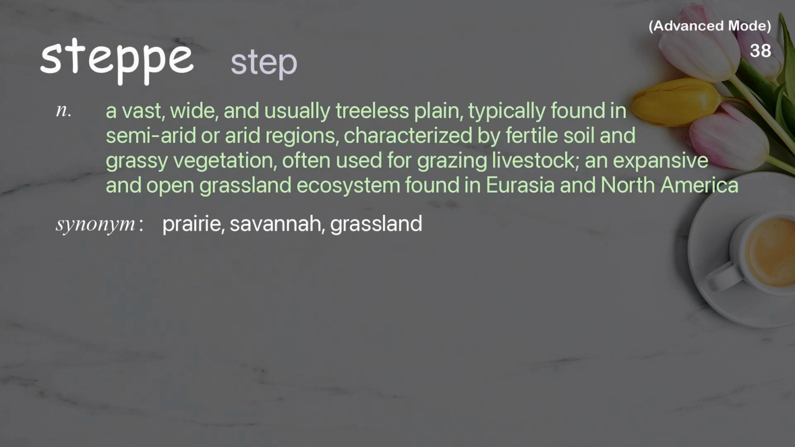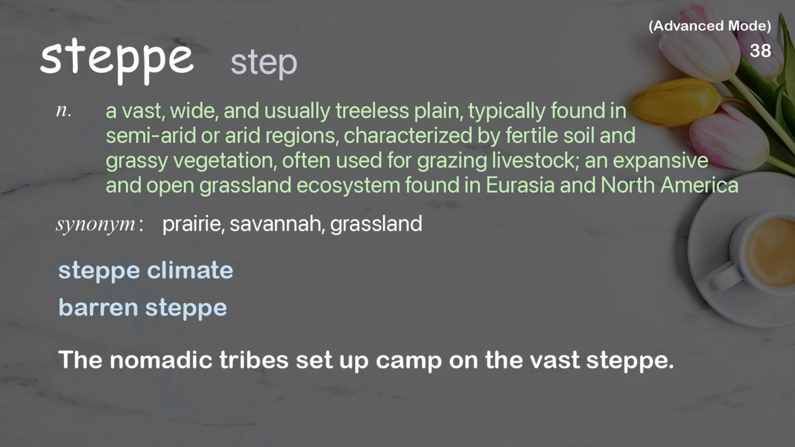Steppe. A vast, wide, and usually treeless plain, typically found in semi-arid or arid regions, characterized by fertile soil and grassy vegetation, often used for grazing livestock. An expansive and open grassland ecosystem found in Eurasia and North America. Examples: steppe climate, barren steppe. The nomadic tribes set up camp on the vast steppe.